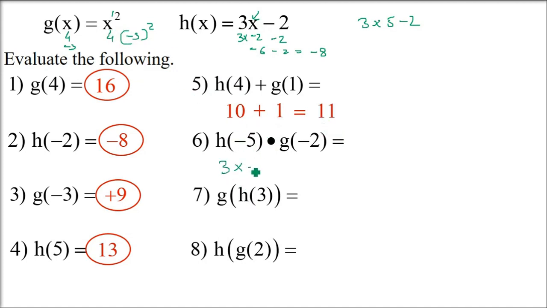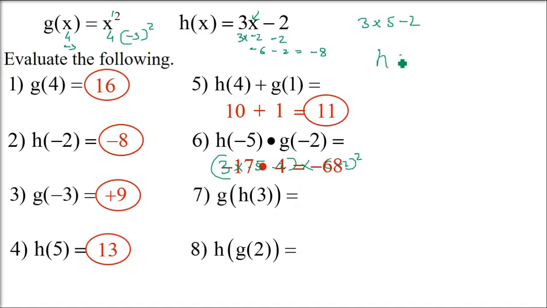h(negative 5) and g(negative 2). So 3 into negative 5 minus 2, and multiplied by negative 2 whole squared. And what do you get? This is going to be negative 17, the first one, h(negative 5) and g(negative 2). Negative 2 squared is 4. 4 into negative 17 is negative 68.